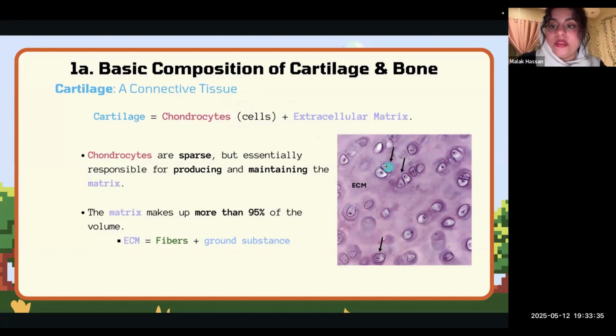And the chondrocytes are going to be few in number, about 3 to 5%, but they are responsible for producing and maintaining the matrix. So they're not just swimming around doing nothing. They're in there producing and maintaining the matrix, which makes up more than 95% of the volume. Now, I want you to keep in mind for now that the extracellular matrix is made up of fibers and ground substance. So your ECM is made up of fibers and ground substance.